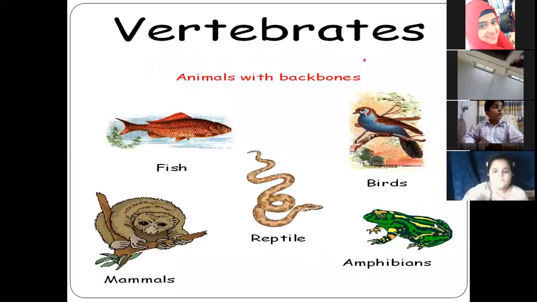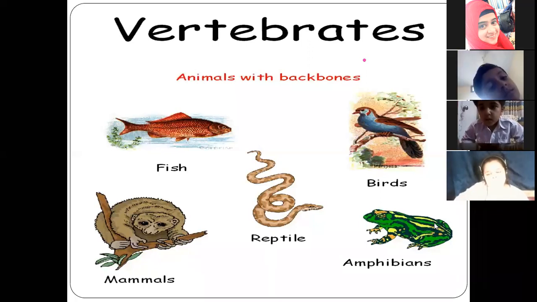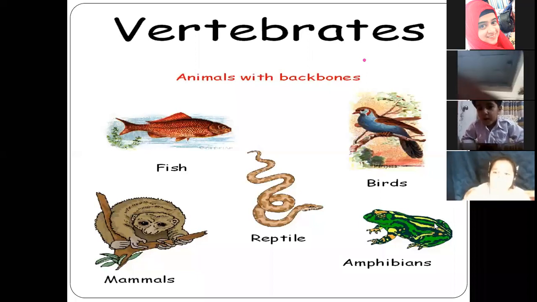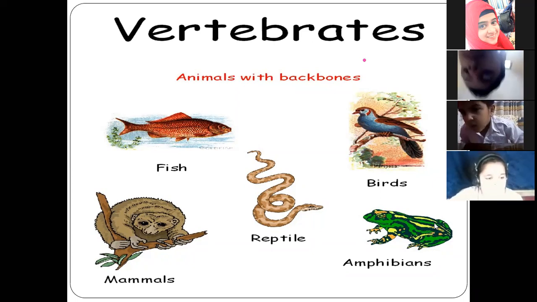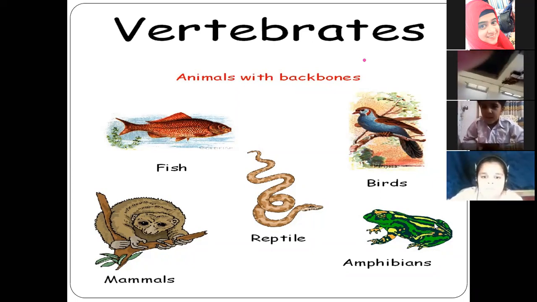Next, vertebrates: animals with backbones. Here are some examples. You can tell me how many animals with backbones there are here on the screen. Yes, all of them. The fish is having a backbone. It is having a middle scale there, that is its vertebra, the vertebral column.